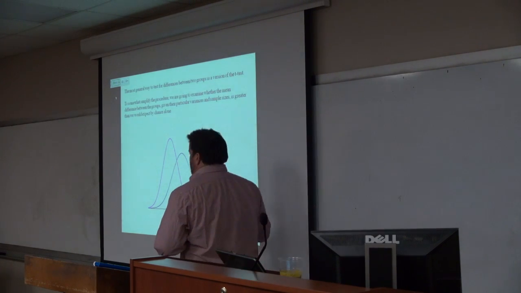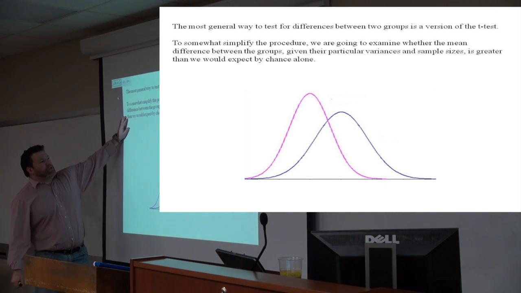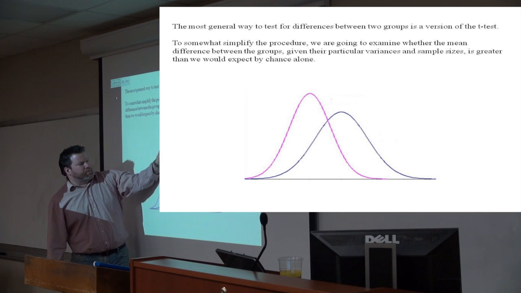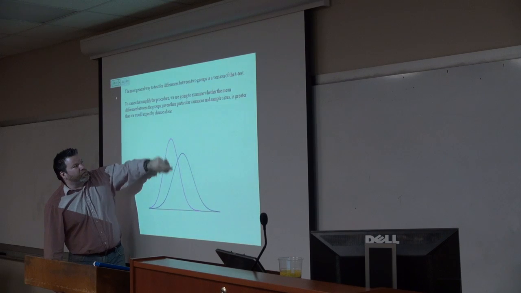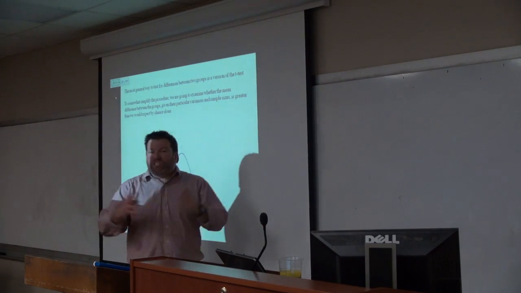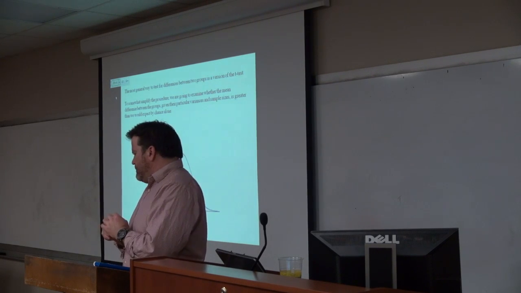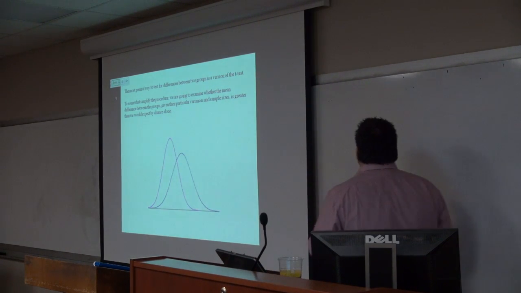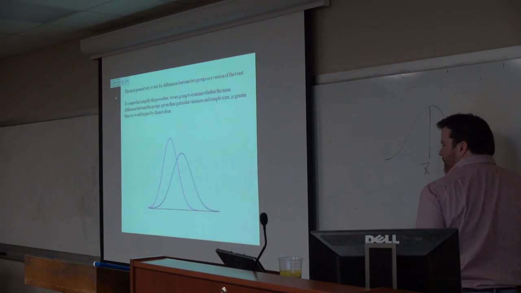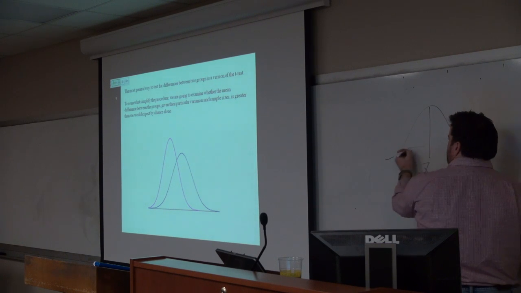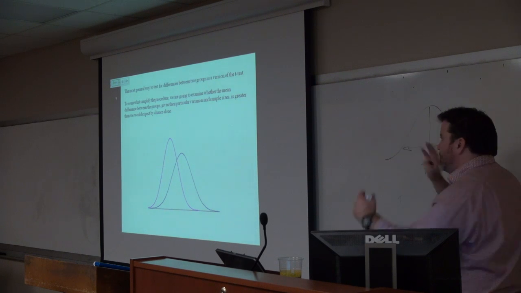To simplify the procedure in a way that's going to drive some statistician crazy, what I'm going to do is examine whether the mean differences between the groups, where their peaks are right here, are significant given their particular variances. I haven't introduced that word, but what is variance? We called it something else in an earlier lecture. I have the mean. What's the variance? It's the spread around the mean. It's how much the data vary. Think variance. It's how much they vary.